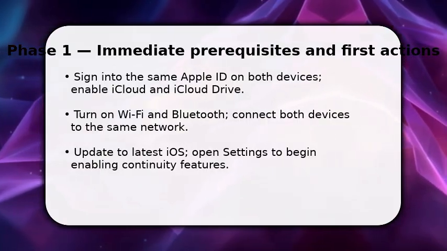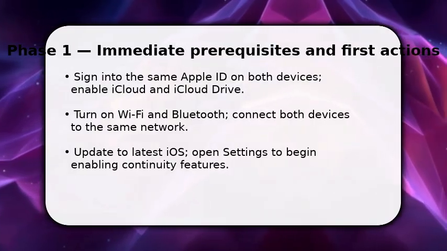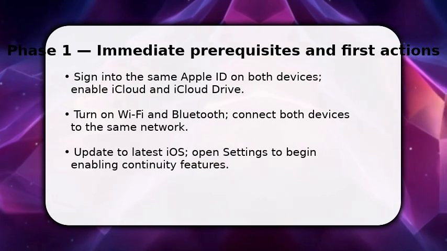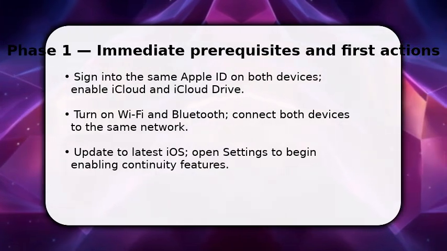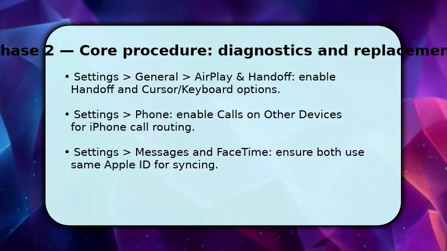Now open Settings on each device. This is where we toggle the continuity features that let the devices talk to each other. Don't skip enabling iCloud and iCloud Drive before moving on. Once both devices are prepared, go step by step through settings to enable the features you want.